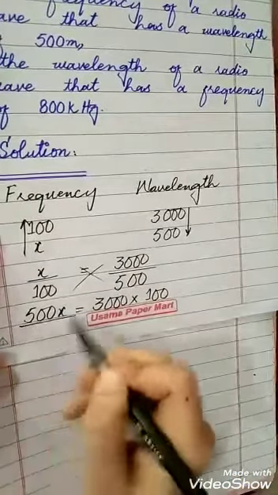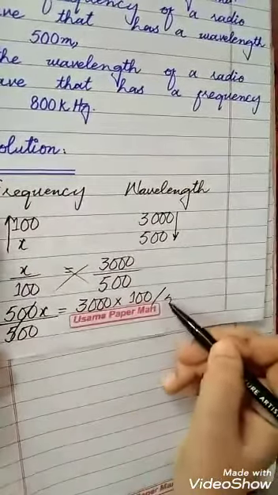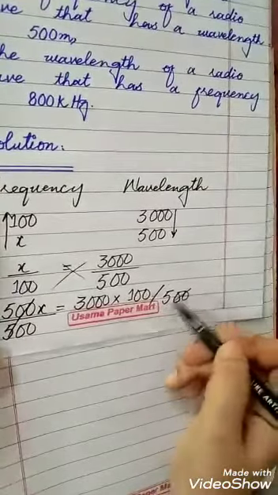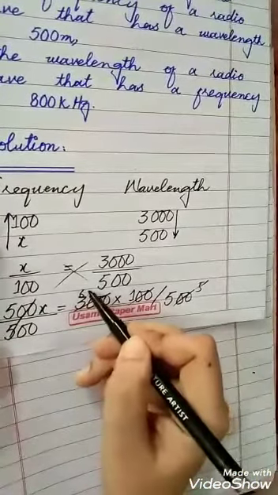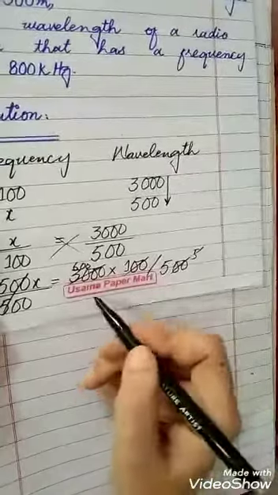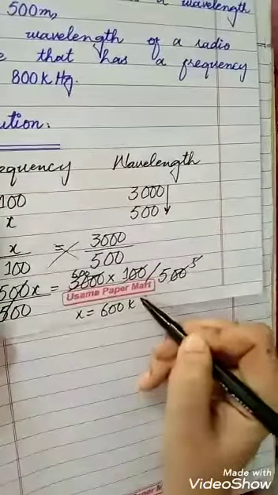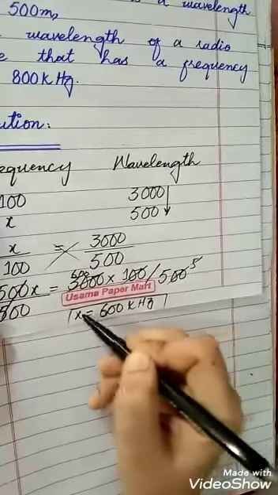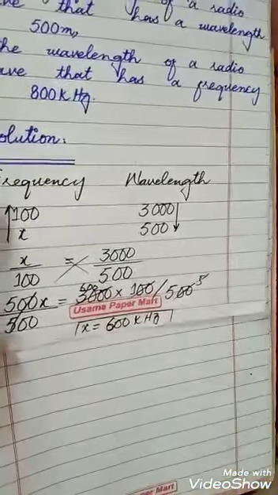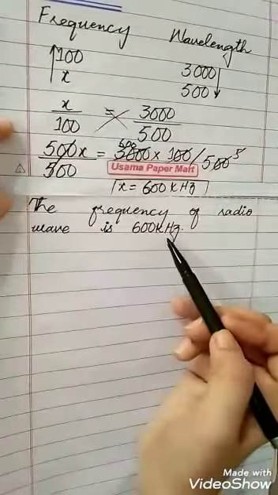Actually we want to find the value of x, so we will divide by 500 on both sides. Divided by 500, this will cut 100 five times. 5 sixes are 30 and 200. It means x value is 600 kilohertz. This is the frequency which we had to find. So we found part 1. Thus the frequency of the radio wave is 600 kilohertz.